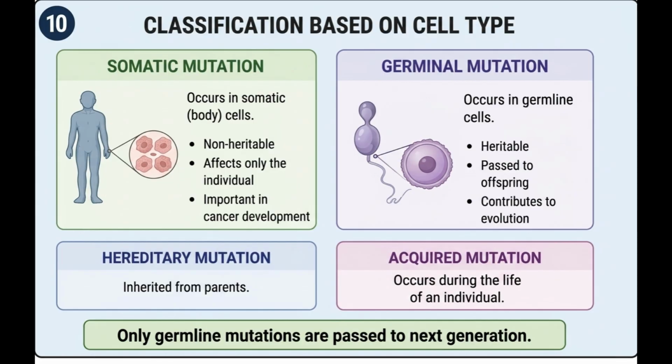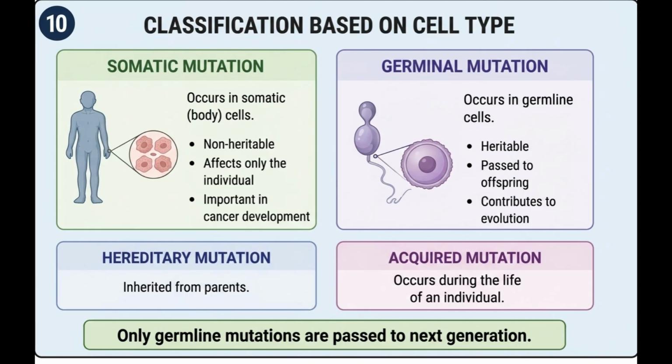Somatic mutations occur in body cells. These mutations are not inherited and affect only the individual. Somatic mutations are very important in cancer development.